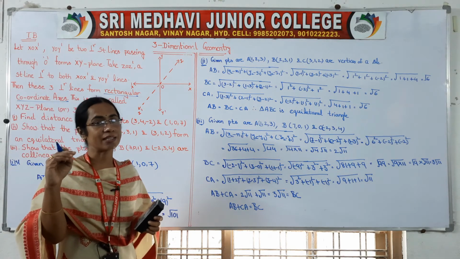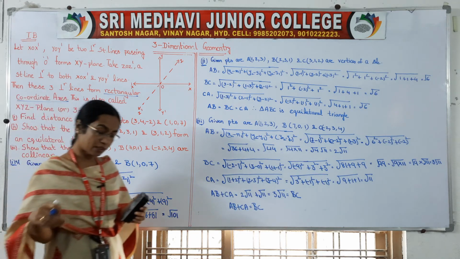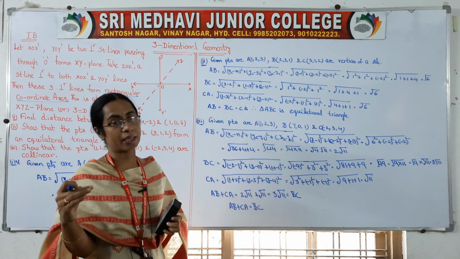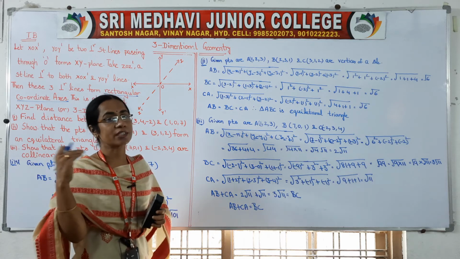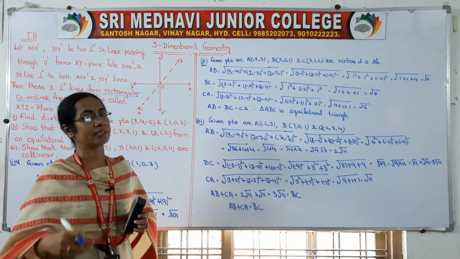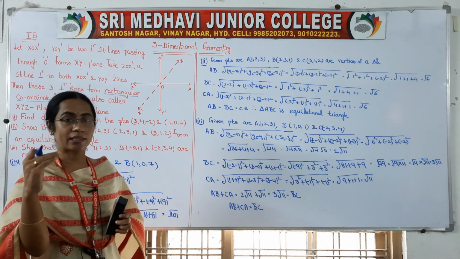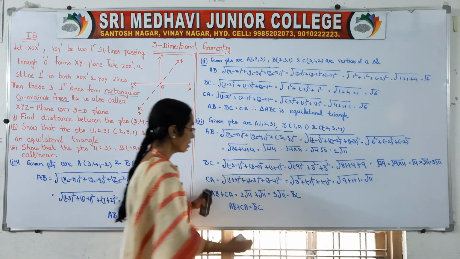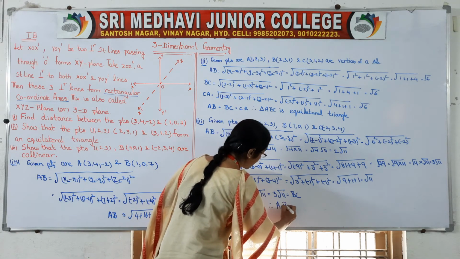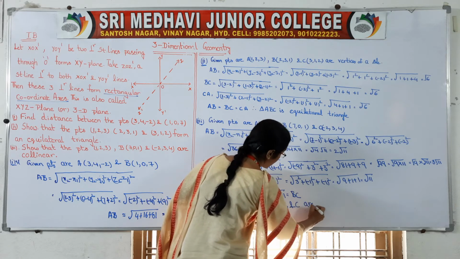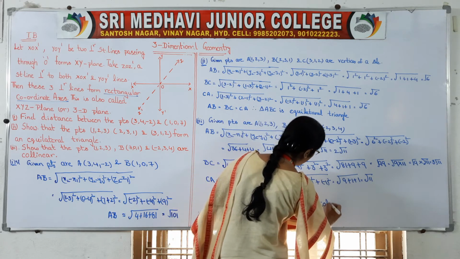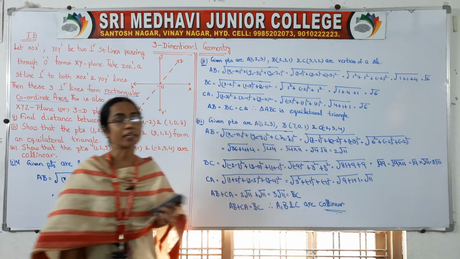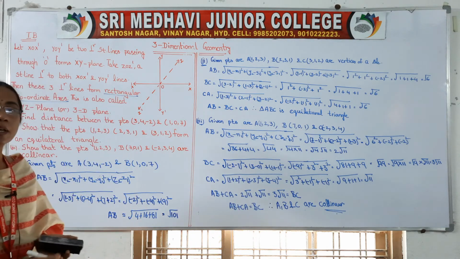Collinear means points lie on the same line. So how will we find this? Suppose 3 points are given to you. Find the 3 line lengths separately, AB, BC, CA. If the sum of the lengths of two lines is equal to the length of the third line, then we can say that the 3 points are collinear. So therefore A, B and C are collinear. What is the meaning of collinear? Lies on the same line. If points lie on the same line, they are said to be collinear.